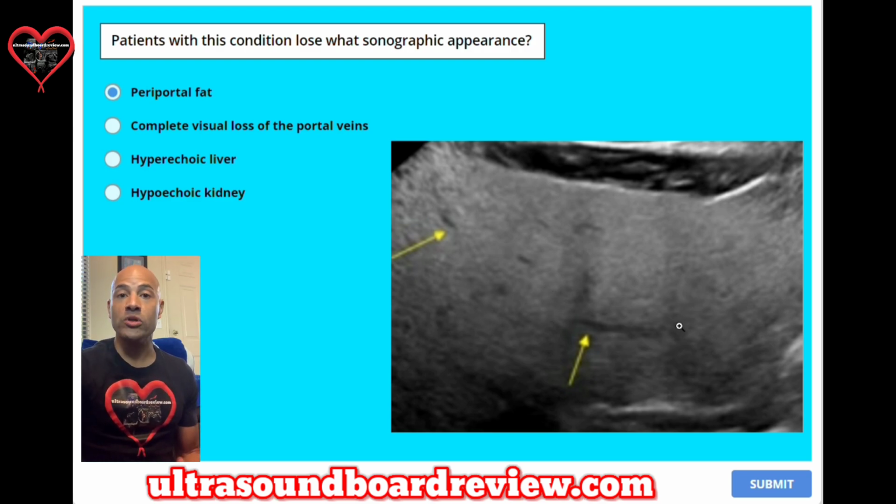This question is asking, what do you lose with this condition? Well, you're not going to lose a hyperechoic liver, you're going to gain a hyperechoic liver. You're not going to lose the hypoechoic kidney appearance because the kidney is already more hypoechoic than the liver, especially in a patient with steatosis. And this choice isn't correct either because you're not going to lose the complete visual loss of the portal veins, just the periportal fat around it.